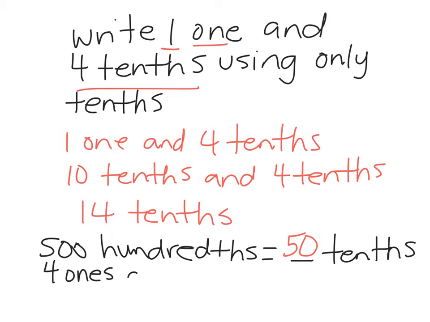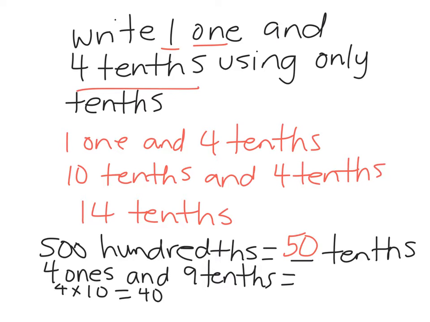What about 4 ones and 9 tenths? Now remember, 1 is the big block. It's not the teeny block, it's the big block. So how many is 4 ones and 9 tenths? So each one has 10 tenths in it. So if you have 4 ones, it's going to be 4 times 10, which equals 40, plus the 9 tenths, and so your answer would be 49 tenths.